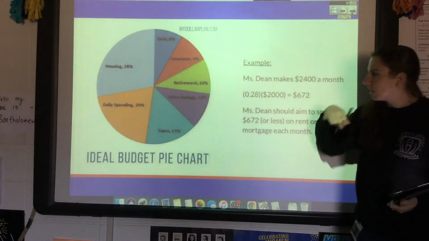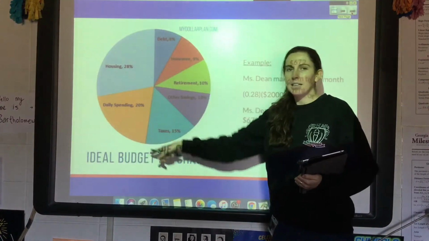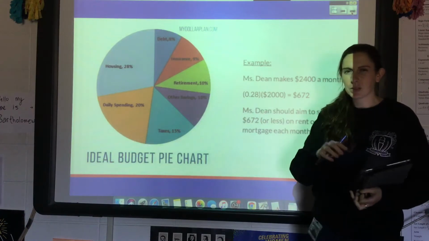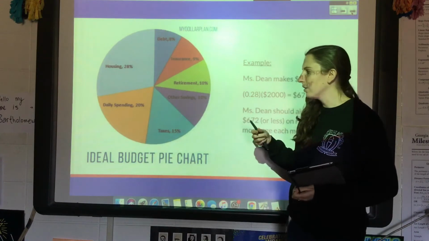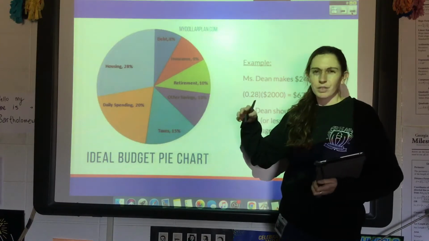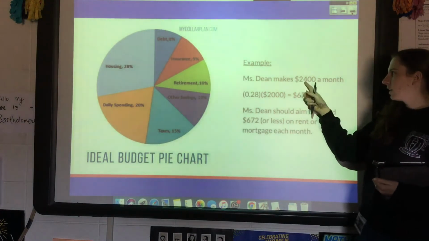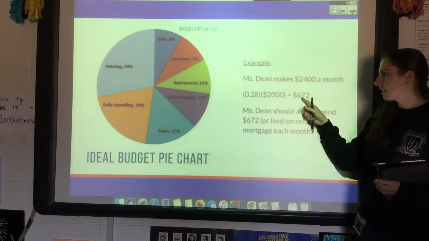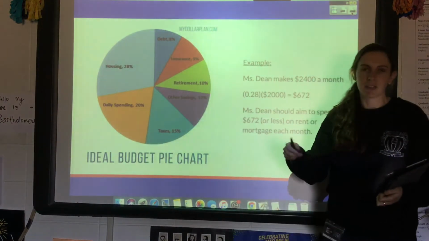One real world example of a pie chart is budgeting. So like out of all the money that you make, you should spend certain percentages of it on different things. And people don't always agree exactly on this, but you should spend about 28% of your income on housing, like 15% goes to taxes-ish, 10%, maybe even 15% to retirement. So all of these different things. So for example, if I make $2,400 a month, and then I do 28% of that, I get $672. So basically that is what I should be spending for housing, so like for my rent or mortgage.